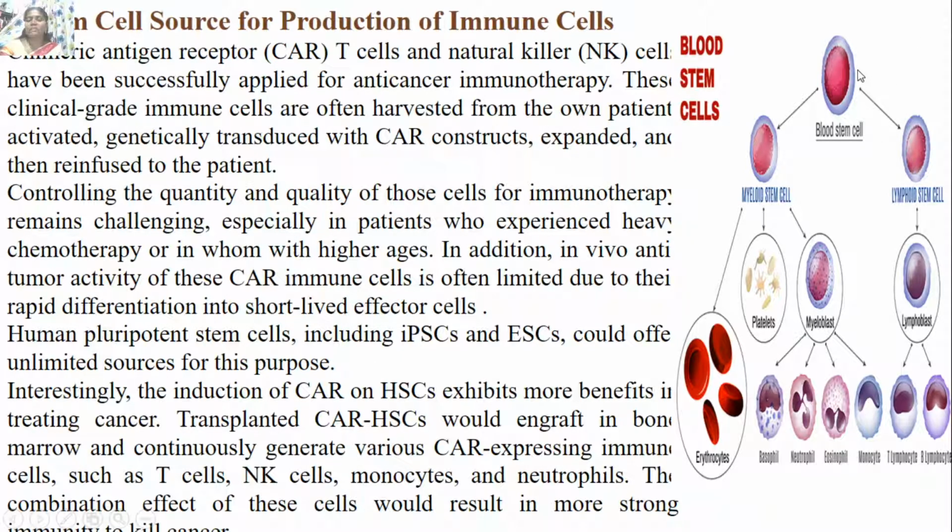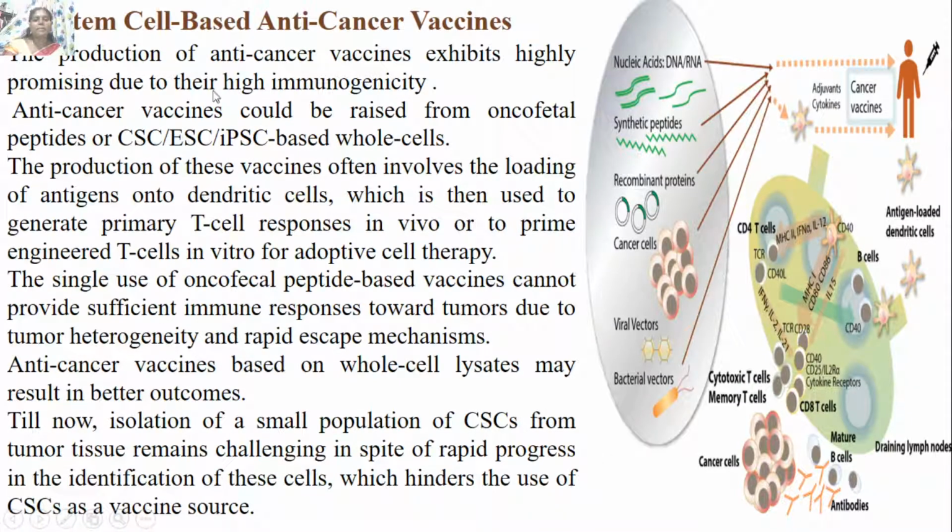So hematopoietic stem cells have the potency to form all the different kinds of cells like erythrocytes, platelets, myoblasts, lymphoblasts, basophils, neutrophils, all types of blood cells. The last one: stem cell based anti-cancer vaccines. The production of anti-cancer vaccines is highly promising due to their high immunogenicity.